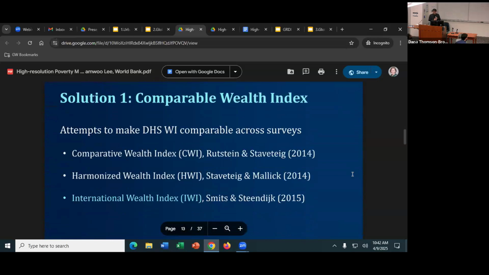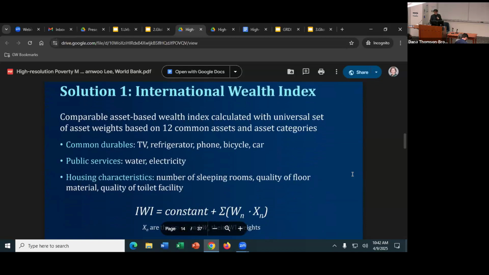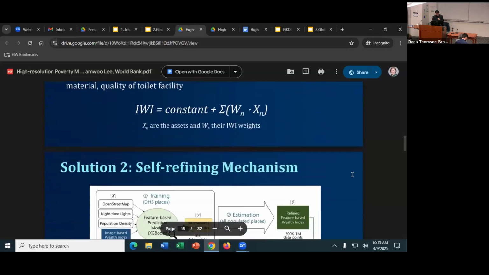Solution number one. There have been some attempts to make the DHS wealth index comparable, like CWI, HWI, and IWI. I chose IWI because we can apply it to a large number of countries at a fixed time frame. It's a strictly comparable asset-based index that can be applied to all middle and low-income countries.